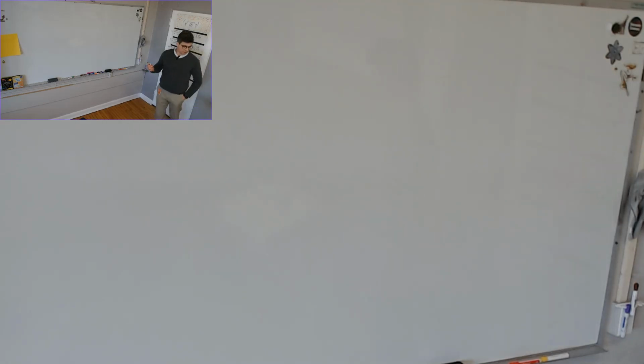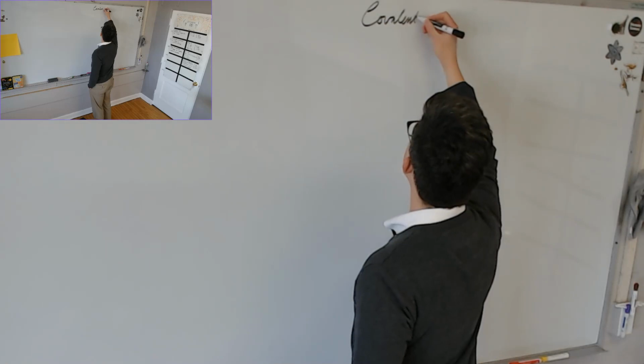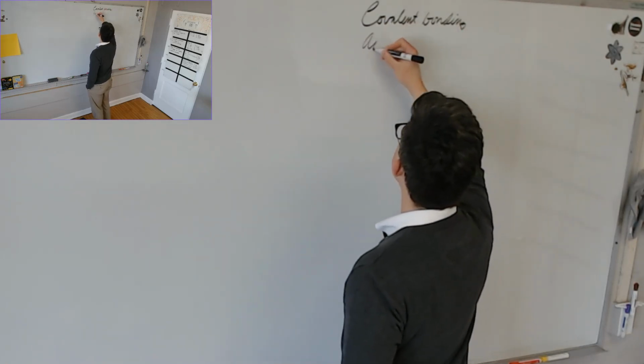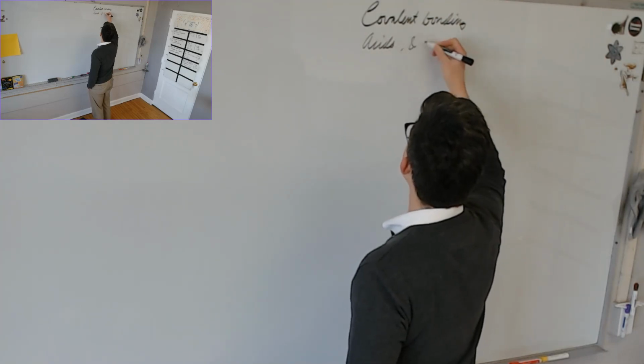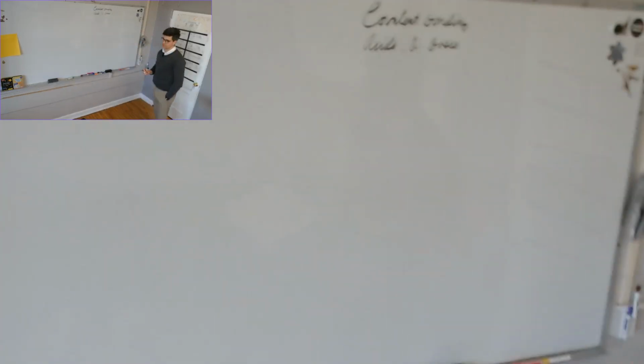Okay, chemistry time. Today we're talking about covalent bonding and acids. Covalent bonding, acids, and bases. I changed it a little even while I was standing here. Covalent bonding, acids, and bases.